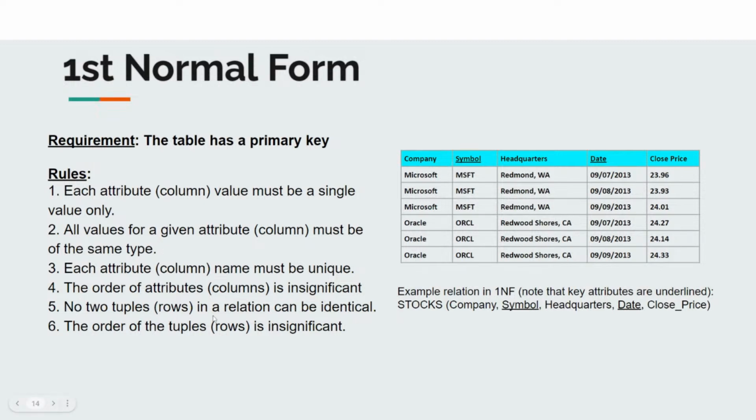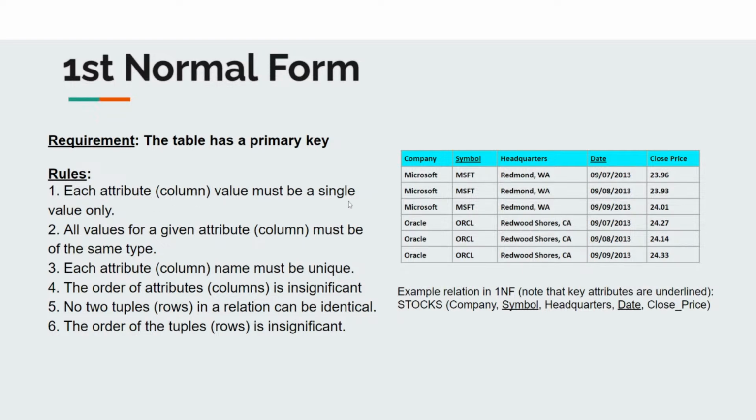No two tuples in a relation can be identical, so you can have no duplicate records across the key, and the order of the tuples, the rows, is insignificant. So it doesn't matter that these dates are all aligned, it will end up giving you the same data. A couple of these are just natural to databases themselves. Even if these records aren't in an expected or sorted order, it still works out.